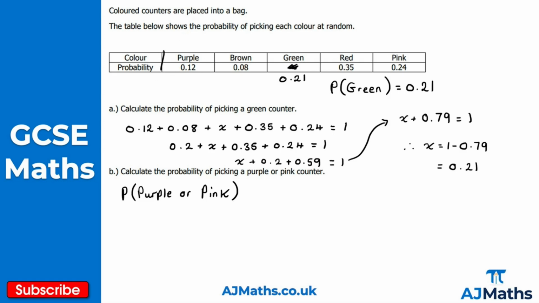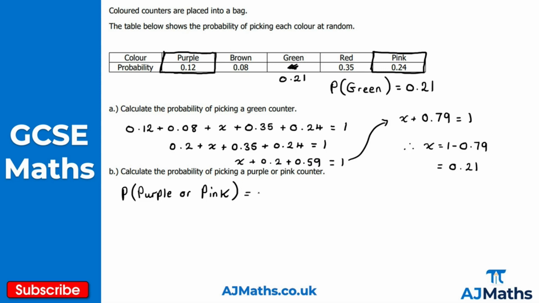So let's just highlight that here. Let me try that again. There we go, that's a bit neater. So that's purple, and we also need pink here. Let's highlight that. Okay, so these are the two we need to consider here. So if we're looking for the probability of picking a purple or pink counter, well, in that case, that would just be the sum of these two individual probabilities.